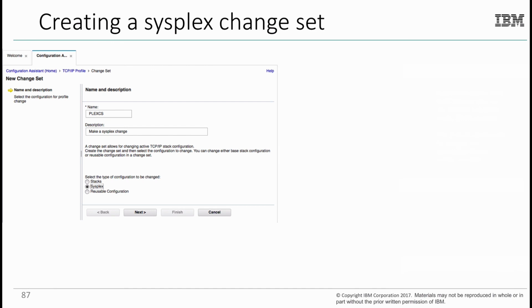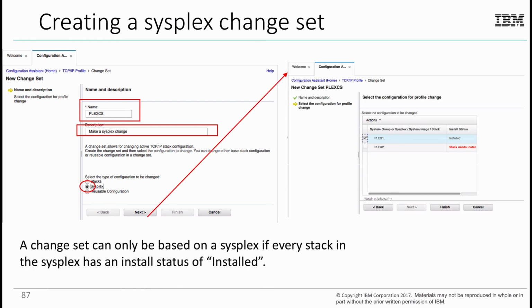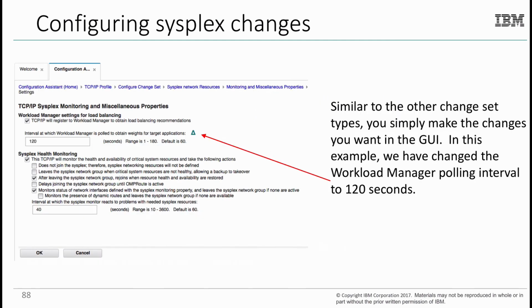So I'll show a few quick examples of creating a Sysplex change set. This is similar to the other types. You get the create change set screen, you name the change set, you make a comment, you indicate it's a Sysplex change set, and next you pick which Sysplexes this change set is based on. In this case, you can base it on Plex 1, but you can't base it on Plex 2 because you can see here that in Plex 2, one of the stacks needs to be installed. A change set can only be based on a Sysplex if every stack in the Sysplex has an install status of installed. This is the same restriction as before, that change sets can only be based on installed configuration.